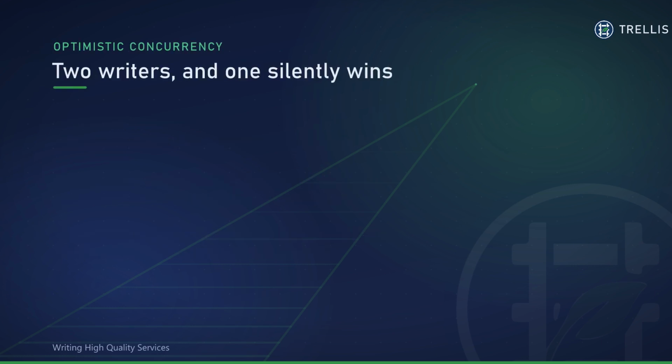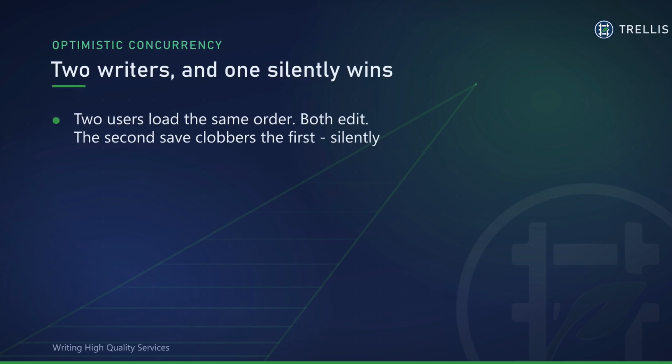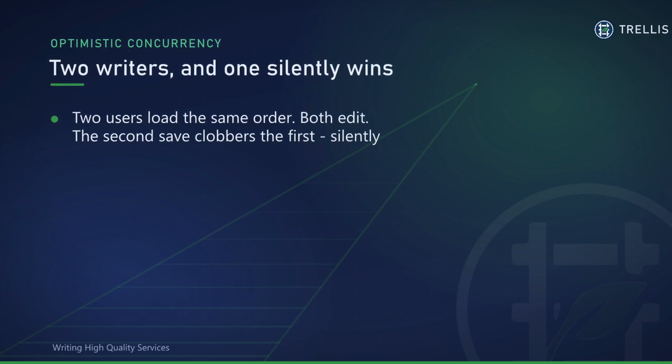Here's the first reality. Two users open the same order. One removes a line item. The other, a second later, adds one. Both loaded the same starting version, so the second save quietly overwrites the first, and nobody gets an error. That's the lost update, and it's everywhere read modify write happens.